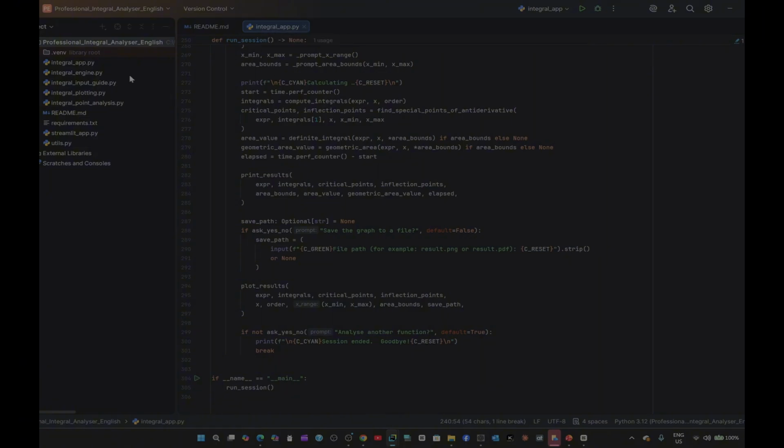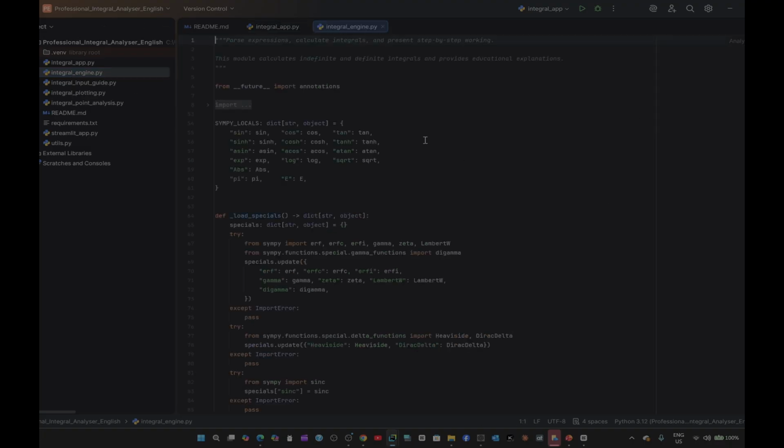It's got the integral app. Now you look at the integral engine, right? Let's look at the integral engine. What's in there? The calculation does the calculation of indefinite or definite integrals, right? So in the future, look at our import. This is the program itself, but there are a lot of functions in here, right?